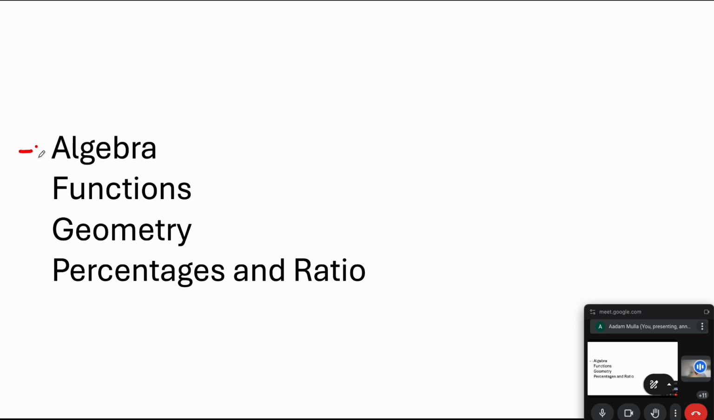So today we're going to have our main focus on algebra. We'll probably spend 2 or 3 sessions on algebra, 1 or 2 sessions on functions, 1 or 2 on geometry, and 1 or 2 on percentages and ratio, and that would take us to next year.